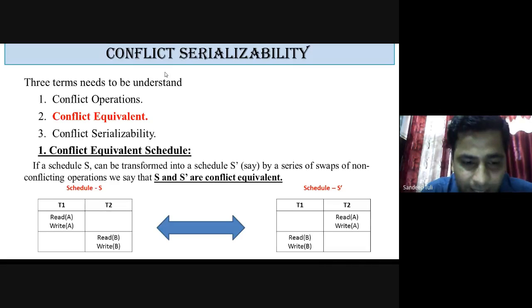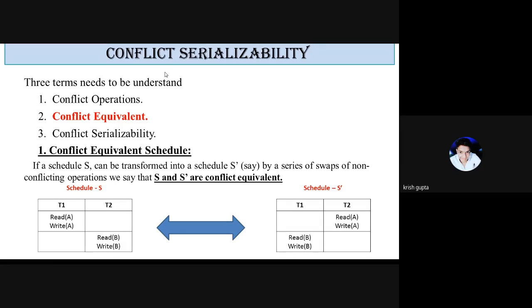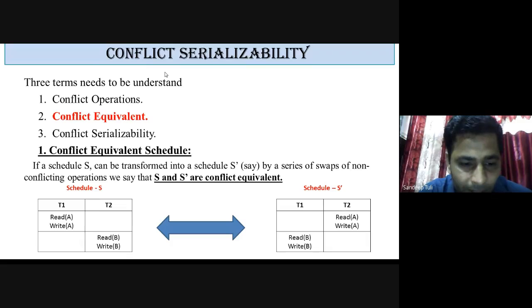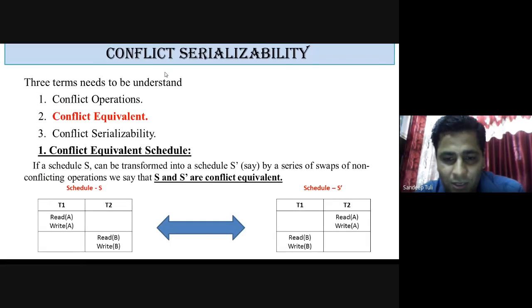Okay. Now at the bottom of this slide, you are also getting some other example, schedule S and schedule S dash. Both are again conflict equivalent schedules. If you look at schedule S, are write A and read B operations conflicting or non-conflicting? Non-conflicting, so we can swap them easily. Write A will move one step downwards, and read B will move one step upwards. In this way, if you proceed, you will definitely get the schedule S dash.